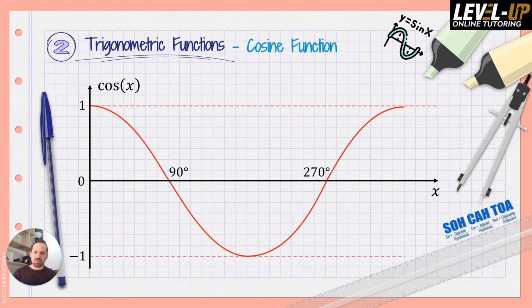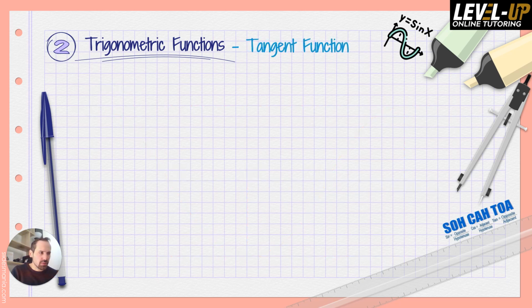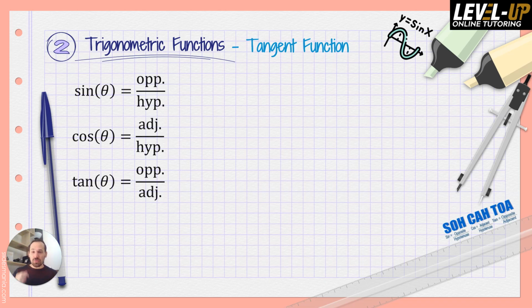It's going to intersect at 90 and 270. This trough is going to be at 1 at 180, and then we've got the peaks at 0 and 360. So now the tangent function is a little bit trickier. So first of all, let's look at the relationship between tan and sine and cos.